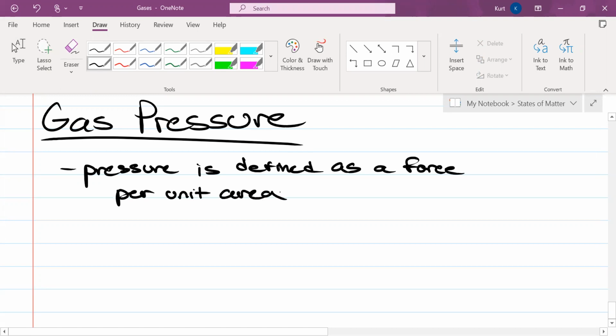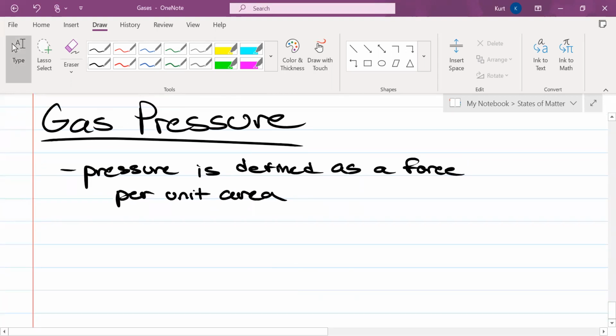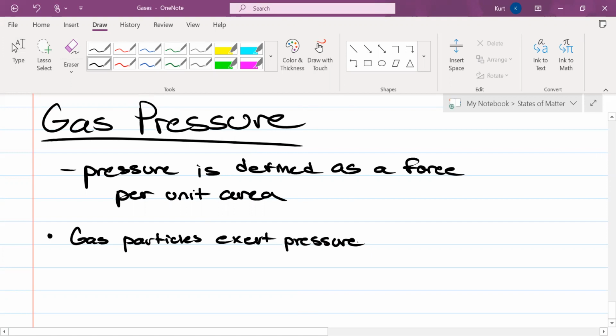Now, when it says per unit area, it could be square inches, square feet, square meters, square yards, any of the units of measurement that we use to measure area. When we're talking about gas pressure, it's typically gas particles that are exerting the pressure. Gas particles exert pressure when they push or collide with the walls of their container.